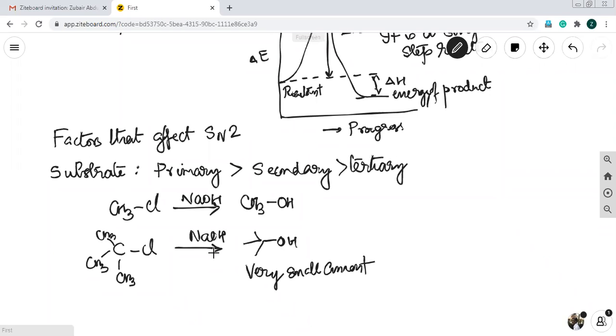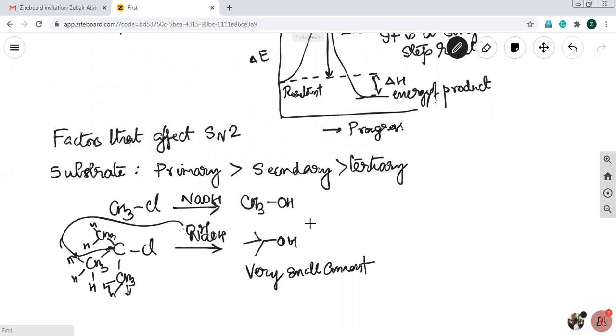What is the reason for that? The reason is, see here, OH has to come from the backside. Am I right? That is what we have seen last time in the mechanism. This has to come from the backside and reach this carbon. But unfortunately, you have so many hydrogens here which will prevent the entry of the OH.